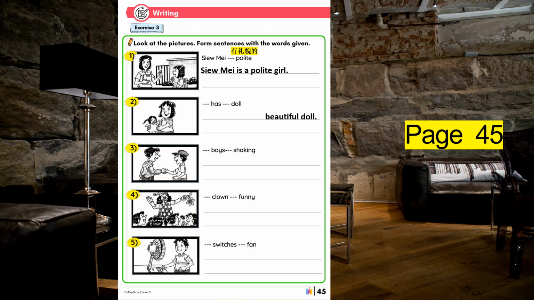Next, number three. Boys, shaking. Meaning of shaking is 握手. So of course, you need to write the word hands. Shaking hands. So shaking is with the ING form. Present continuous tense, 现在正在. Don't forget your is, am, are in front, right? So use is or am or are, the boys, 很多的男孩子.